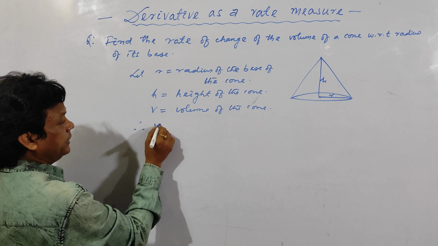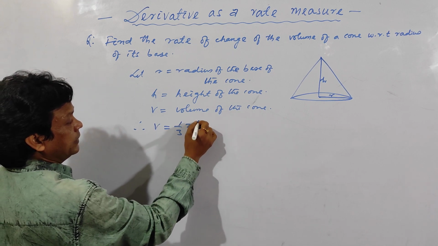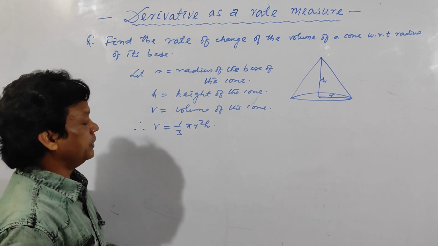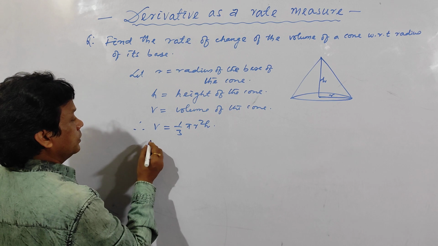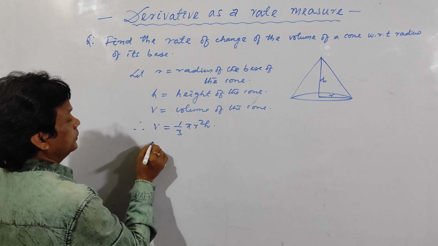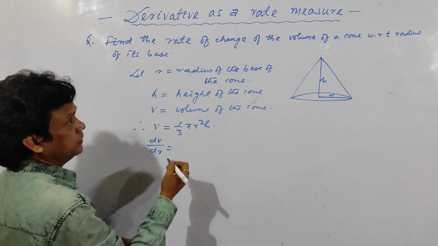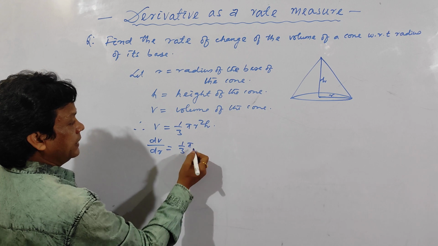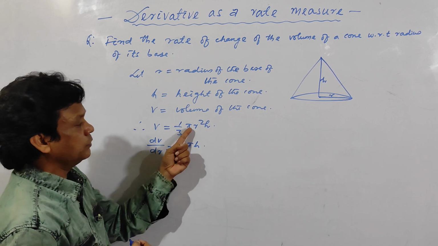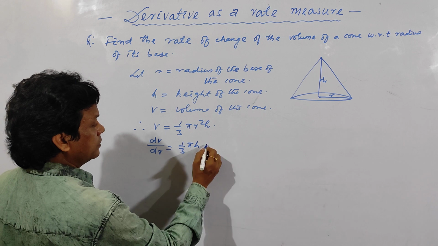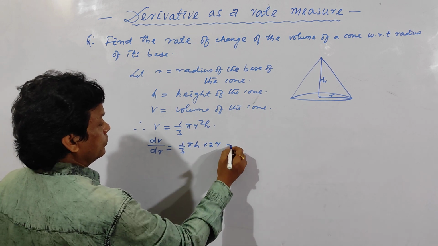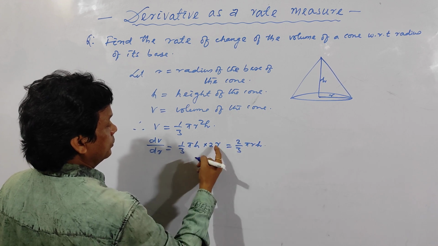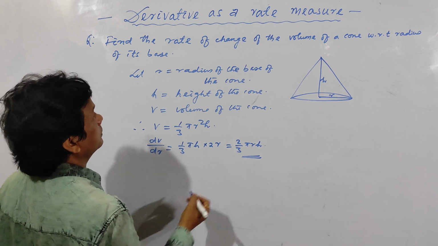Now see here, therefore V is equal to 1 by 3 pi R square H. This is the formula for the volume of the cone, 1 by 3 pi R square H. Clear? And you have to find out dV by dr, with respect to radius. So dV by dr, 1 by 3 is constant, pi is constant, H is constant, because you are differentiating with respect to R. So the derivative of R square is 2R. So it is equal to 2 by 3 pi R H. So this is your answer.